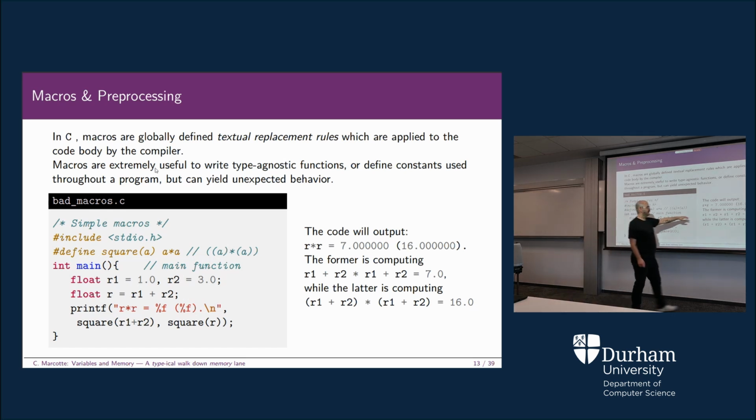R times r, it'll give us 7. 7 is not a square, so that should immediately be a red flag. The correct answer is 16. The former is doing the textual replacement, so again, r1 plus r2 times r1 plus r2, which is 7, while the latter is actually doing things correctly. You can fix this macro. Instead of writing a times a, you could write open parentheses, open parentheses a, close parentheses, times open parentheses a, close parentheses, close parentheses.